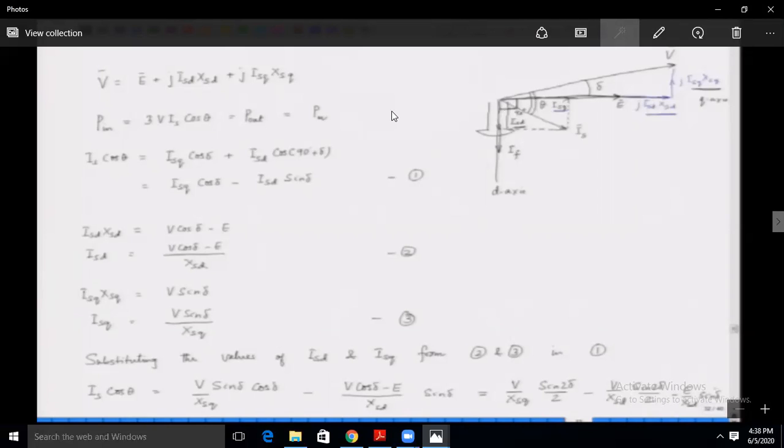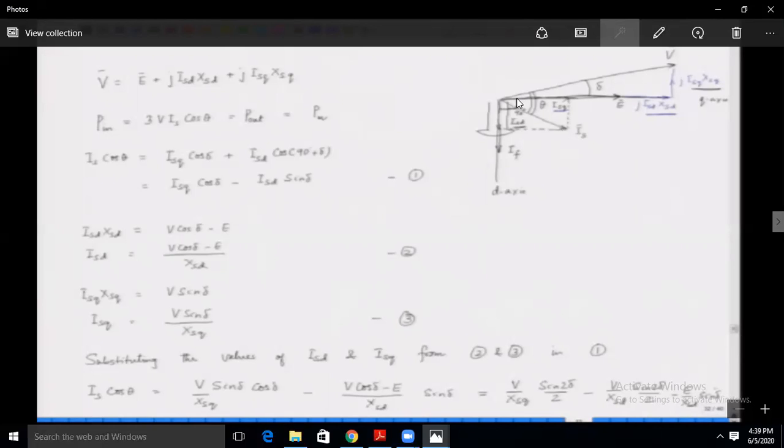In this case, if I draw the phasor diagram for the salient pole rotor, there are two axes, I told you. One is the D axis, the direct axis, and the second is the quadrature axis. So this is the field current of the motor, and this is the IS current. It is divided into two components.